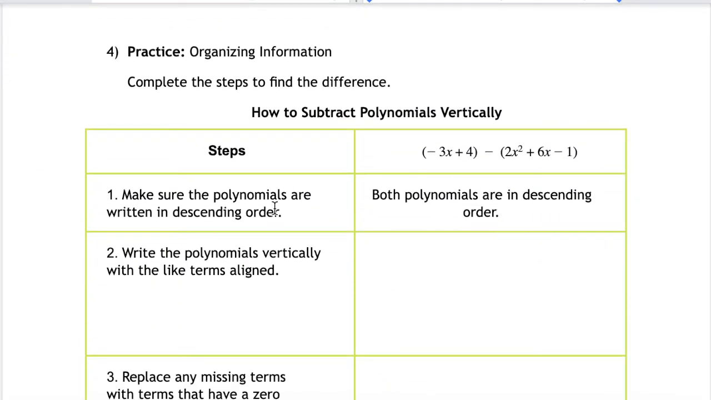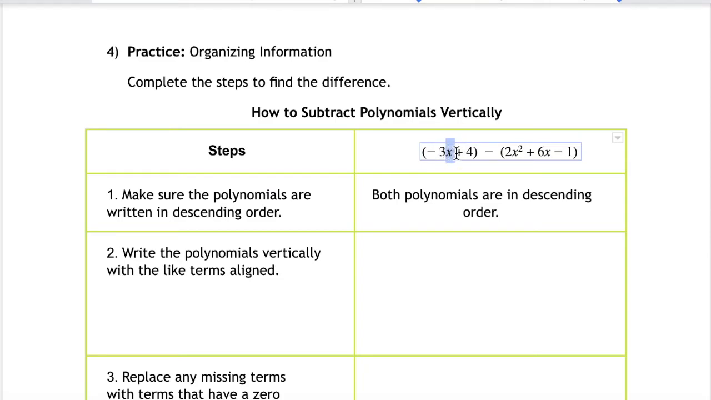Now, whenever we are subtracting polynomials vertically, we want to make sure that we're doing something similar to what we did with adding polynomials vertically. Just like before, there's one additional step compared to adding polynomials vertically, and it's just to make sure that the polynomials are in descending order.